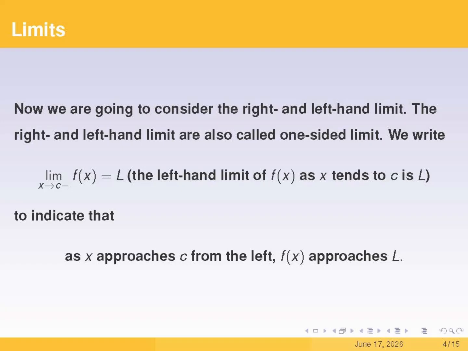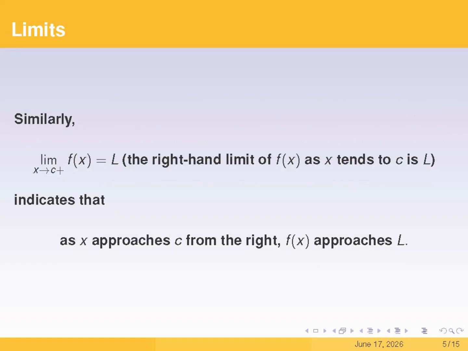The limit obtained in this case is called the left-hand limit, and its mathematical notation is written as x approaches c minus. For example, when c equals 4, x approaching 4 minus means that x is always less than 4 while approaching 4, such as taking the function value when x equals 3.99999.